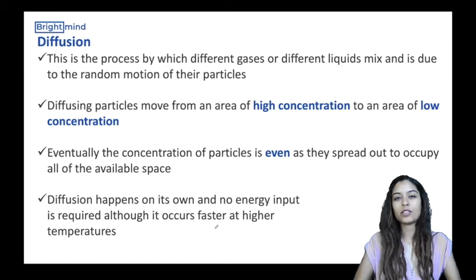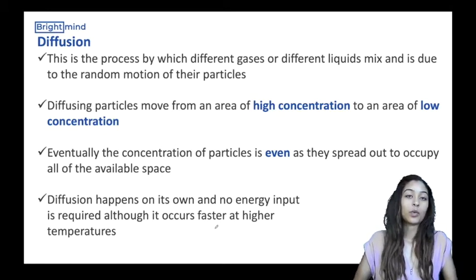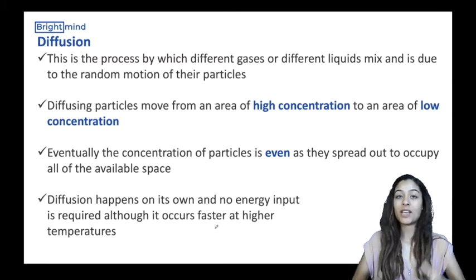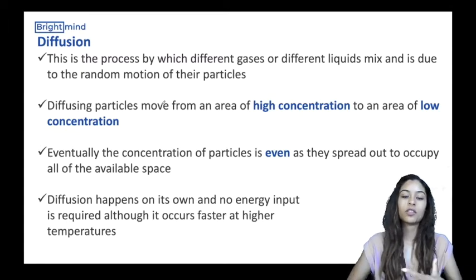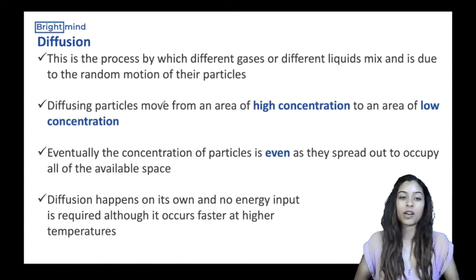Okay, let's talk about diffusion now. This is the process in which different gases or different liquids mix together, and it's due to the random motion of their particles, because we know that liquids and gases have particles which move in a random motion. Diffusing particles are going to move from an area of high concentration to an area of lower concentration, until the particles are eventually evenly spread out and occupy all of the available space in that container. Diffusion happens on its own and doesn't require an energy input.